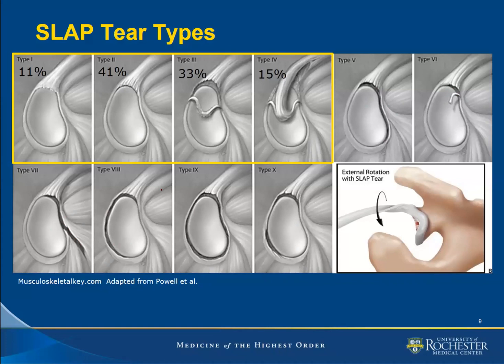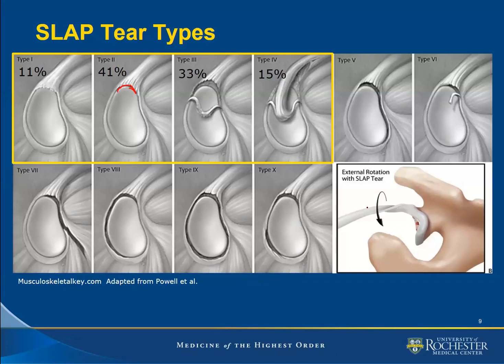So if you were to memorize any of these types, I would recommend learning the Snyder classification, which is types 1 through 4. Type 1 is simply fraying of the superior labrum. Type 2 is a chondrolabral junction separation at the superior labrum, and that's the most common type. And then types 3 and 4 are referred to as a bucket handle tear of the superior labrum, where type 4 is involving the biceps tendon in addition to the labrum.